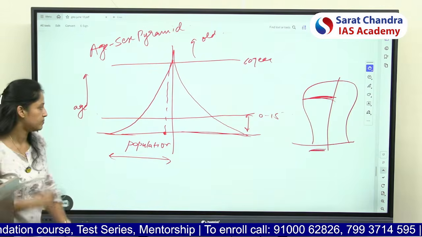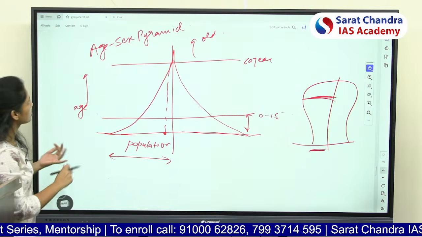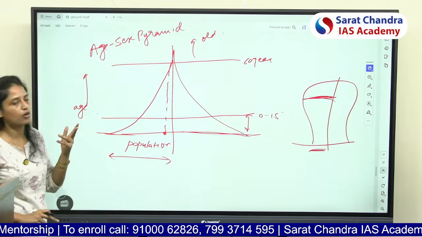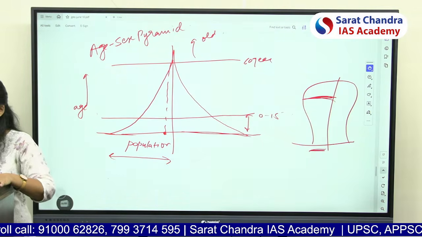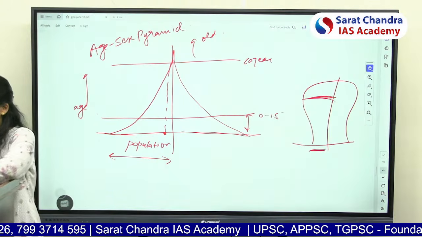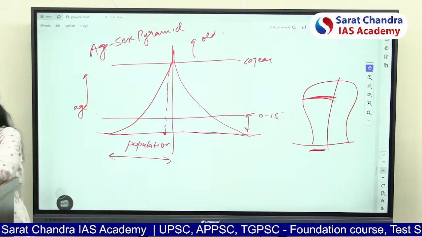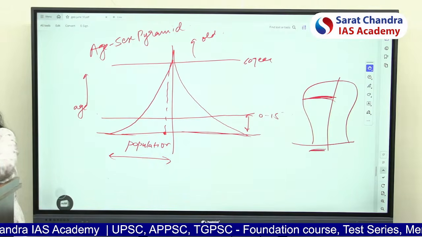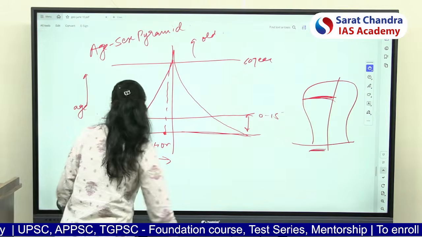Okay, so I think we are done with the topic of population, the topic of resources, the topic of industries. Now I will start focusing on the value addition of all the topics. I think first of all we started the discussion with geomorphology, right? So let's start with geomorphology only.